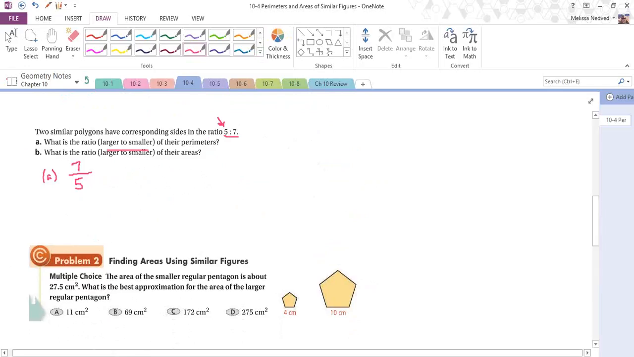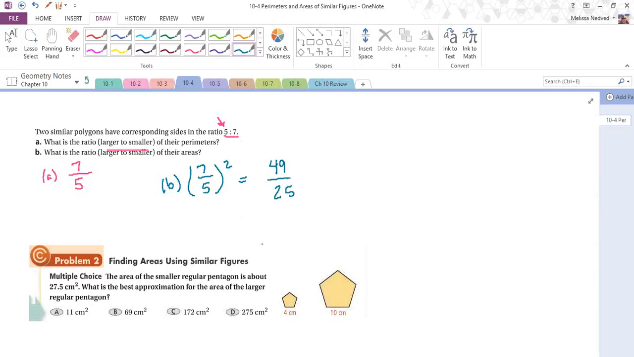And then part B asks us for the ratio, again, larger to smaller of their areas. And we said to find that, we just square the ratio of the corresponding sides. Again, that's 7 on top since it's the larger of the two. And that gives us 49/25. If you can reduce it, reduce it. If not, there's our final answer.